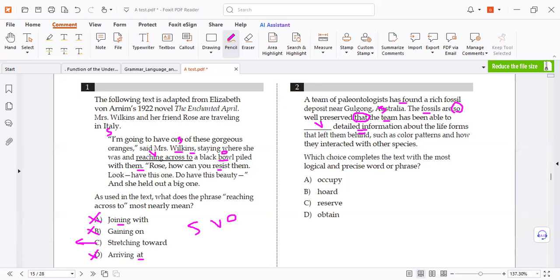That does not make sense. Imagine that you don't know "reserve." To reserve is to keep something inside, to hide it, to protect it. So they wanted to know more about color patterns, how they interacted, how to keep it secret. To hoard or to obtain.